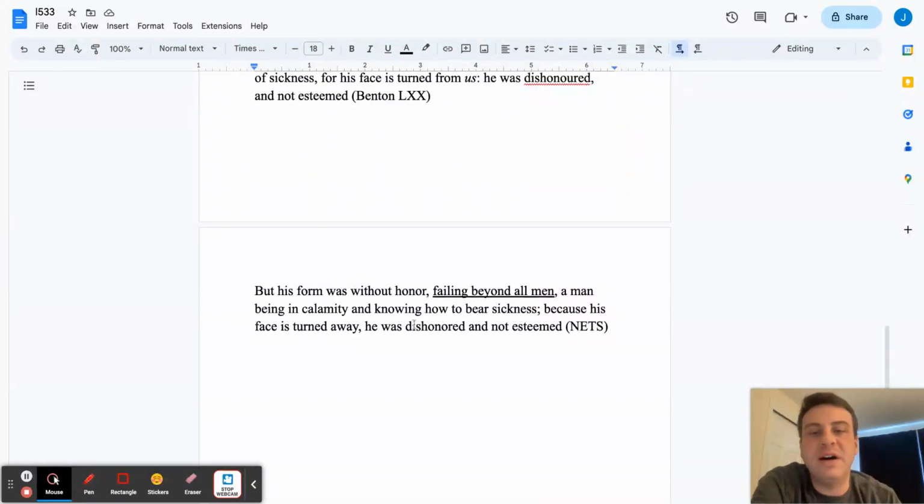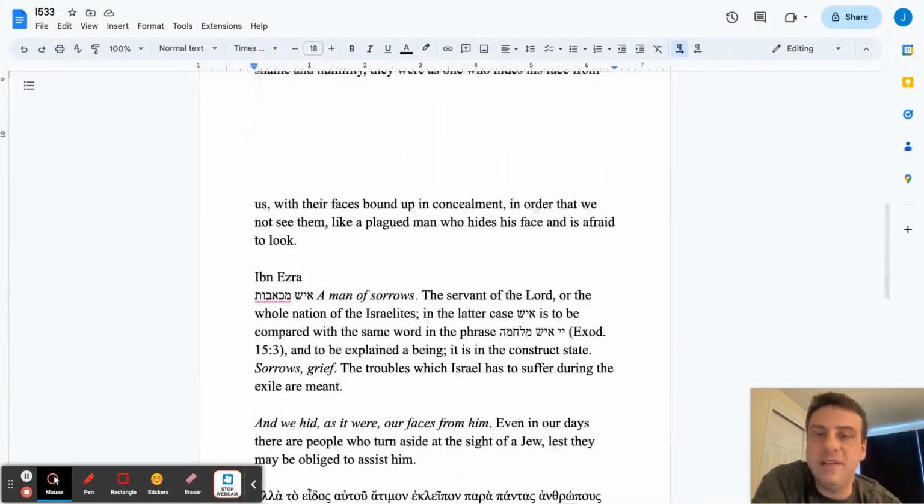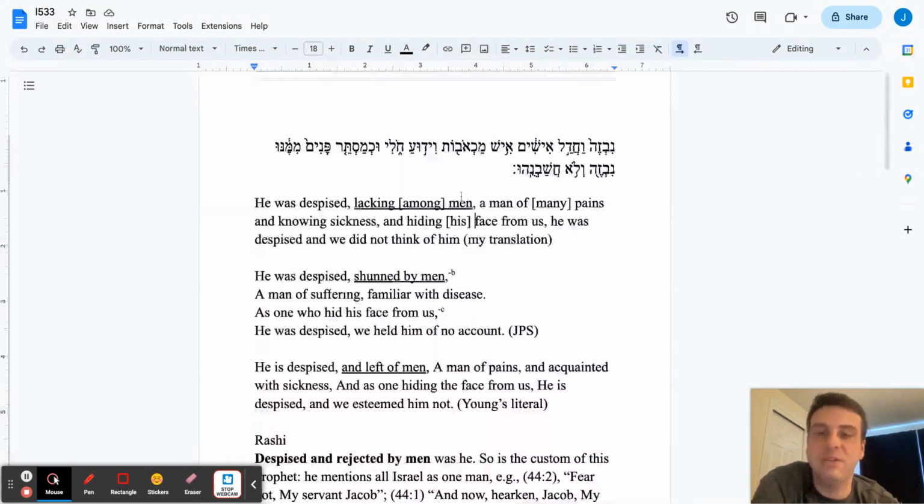His form was without honor. That's hard to understand what that means. A man being in calamity, that's pretty similar. Knowing how to bear sickness adds a different connotation to it. His face is turned away. What would that mean from a Christian point of view? I don't know. He was dishonored and not esteemed. So I think if you look at it out of context, you could get to the Christian interpretation.